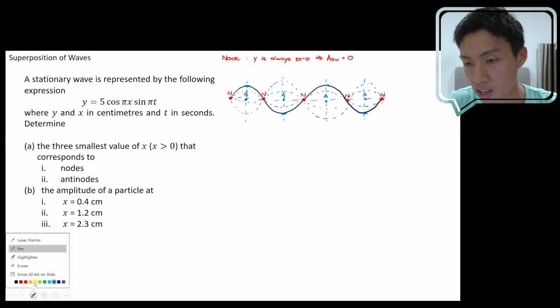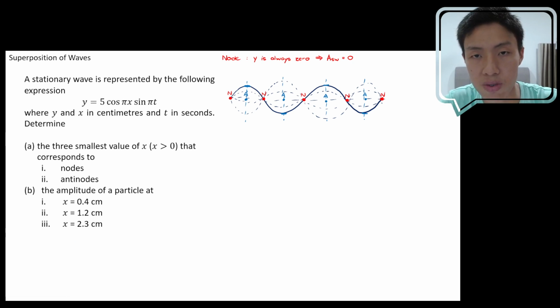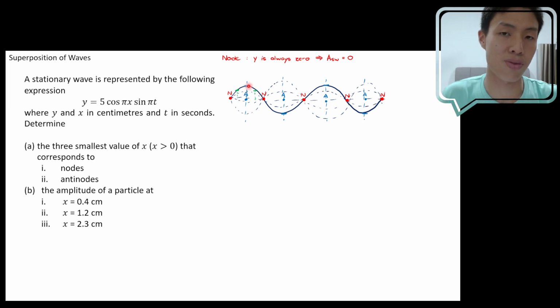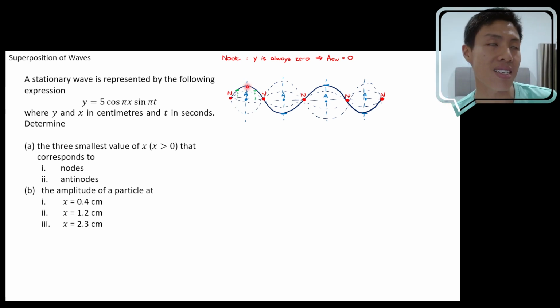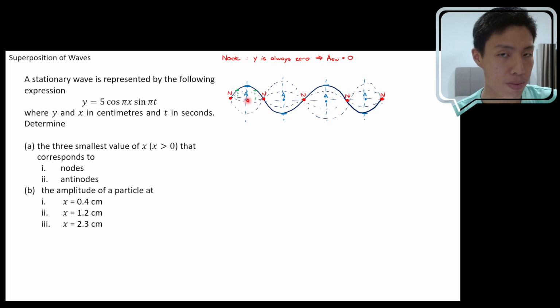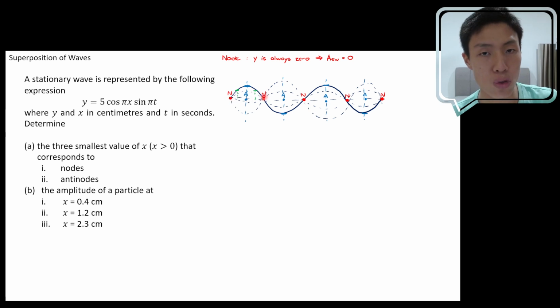I'll highlight in green. What does it mean by anywhere else? Let's look at this position. At this position, the highest you can go is here. At this position, the highest you can go is here. But for the antinode, the highest that you can go is higher than anyone else. It's basically the maximum that you can achieve. So we can say that the amplitude at the antinode is maximum. The amplitude at the node is 0, but the amplitude at the antinode is maximum.